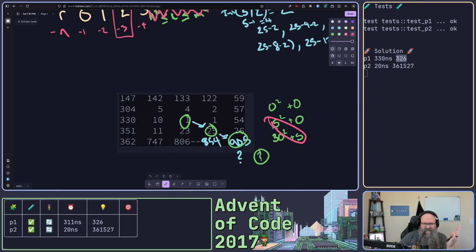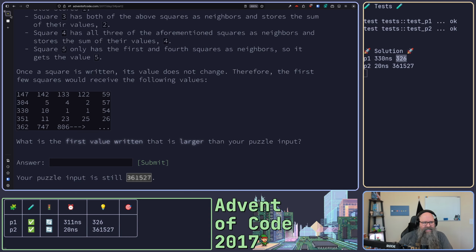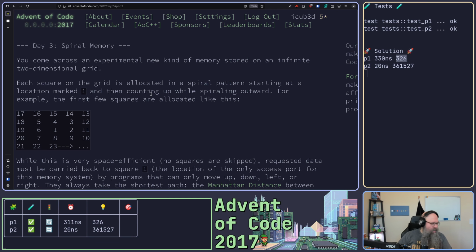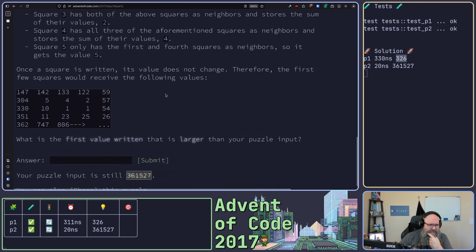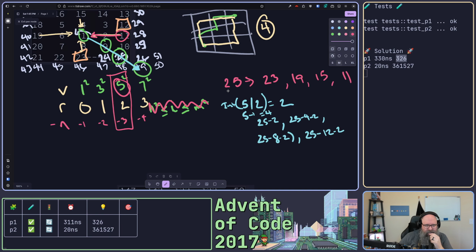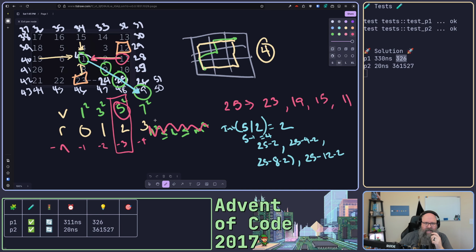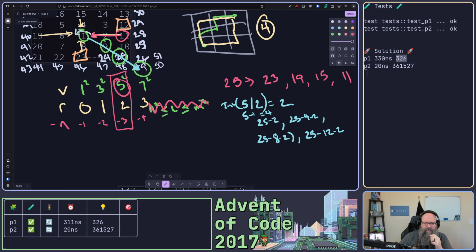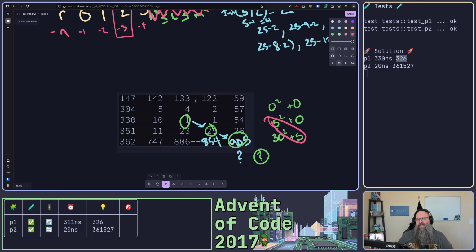This can't be a day 3, right? Spiral memory. This is some epic pattern matching. I feel like I got this pretty fast. Again, though, I think you could kind of figure out... Okay, let's think about how the traversal works.